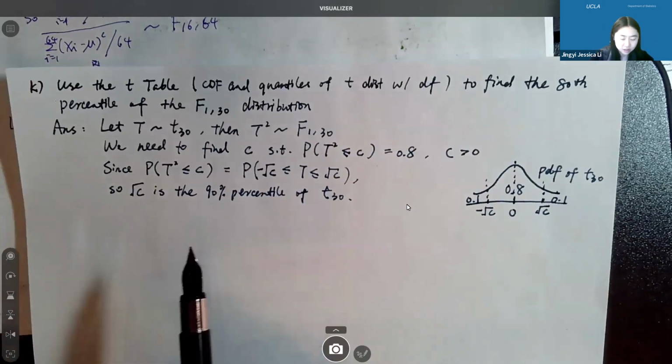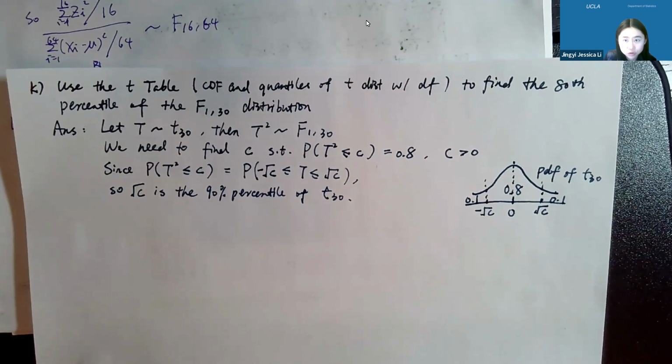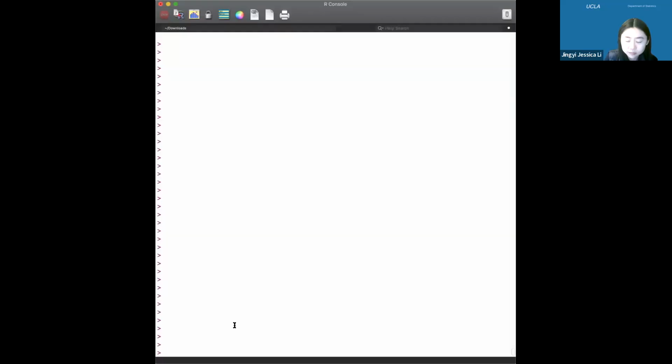As long as we can use the t table to find the 90th percentile of T30, we are done. Similar to what we did last time, let's go to our R command so we can quickly see this. Using R, to find the quantile we use the QT function. In the QT function, the probability is 0.9 and the degrees of freedom is 30. The result is 1.31. That's our root C. So, coming back to this visualizer.